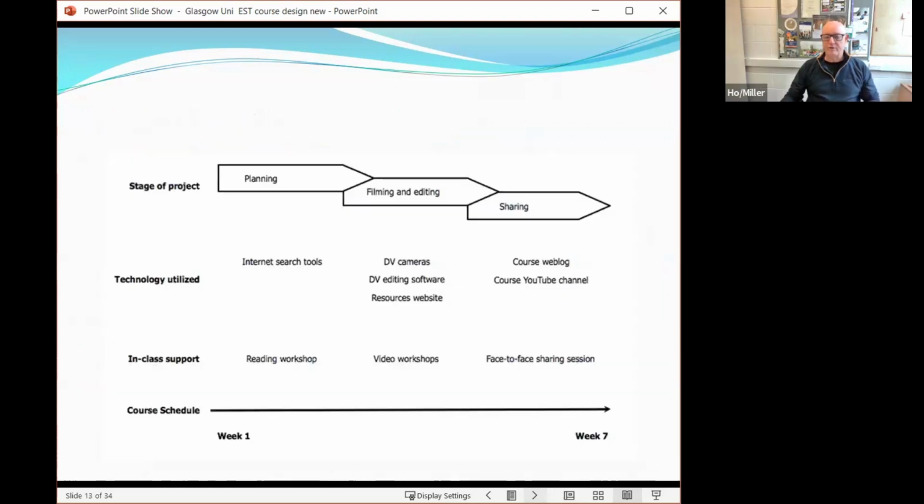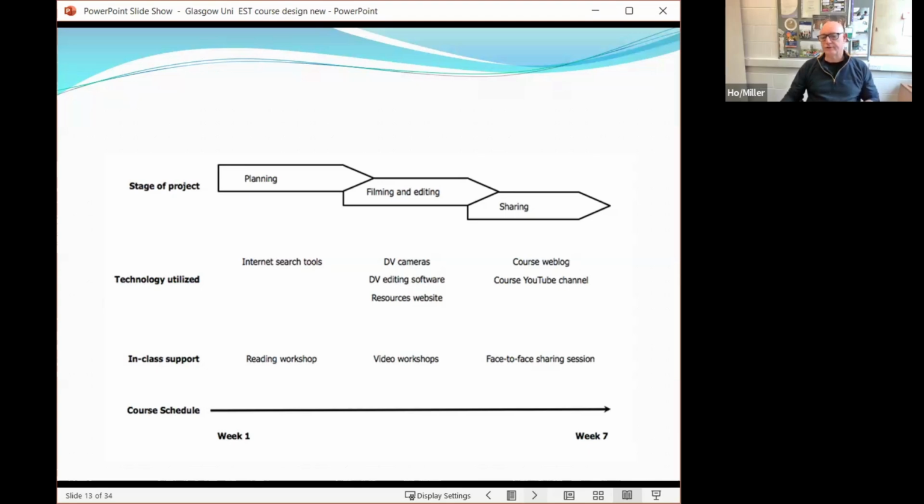Of course, during that period, students needed some help. So we introduced them to little workshops on how to search the internet, how to use cameras and DV editing software, and then looking at YouTube channels and what was going on there.